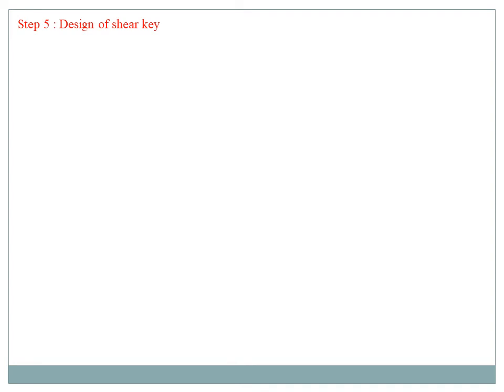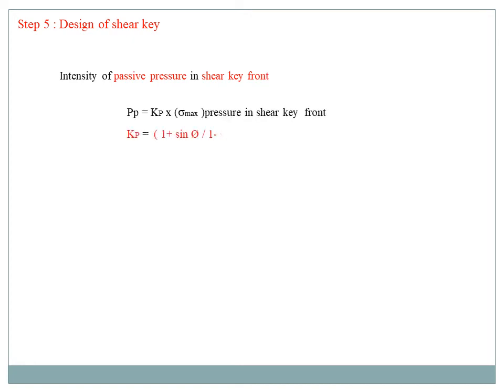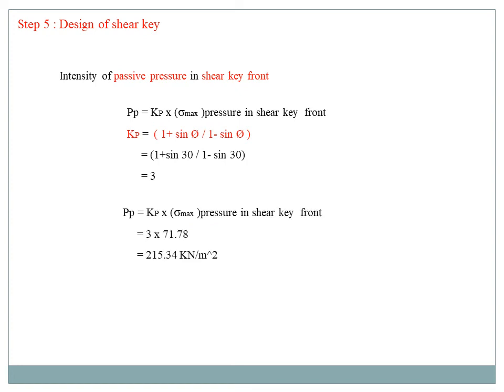So step number 5, design of shear key. The intensity of passive pressure in shear key front, Pp, is equal to Kp into sigma max. Kp is (1 plus sin phi) divided by (1 minus sin phi). The phi value is 30 degrees, given in our question, so Kp is equal to 3. Applying Pp is equal to Kp into sigma max, where Kp is 3 and Pp is the pressure in shear key front, our value is 3 into 71.78, equal to 215.34 kilonewton per meter square.